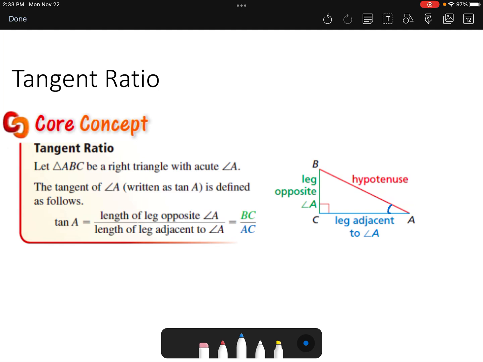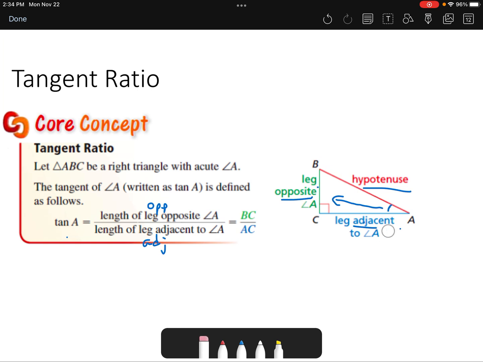If we use A, then there are three names for the sides: the opposite side or opposite leg, the adjacent side or adjacent leg, and the hypotenuse is always the same. It's always the hypotenuse. But the opposite is opposite the angle, and the adjacent is next to the angle. So the tangent of A is actually BC over AC, the leg opposite angle A over the leg adjacent to angle A. Another way of saying it is opposite over adjacent.